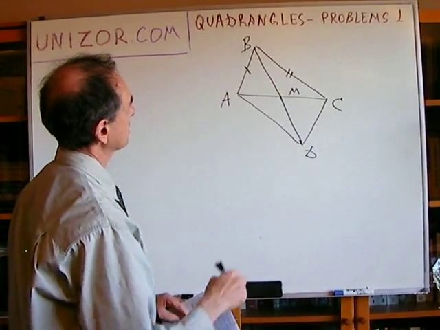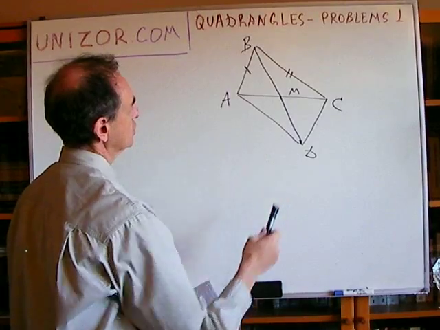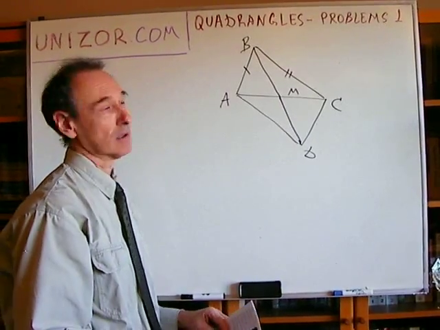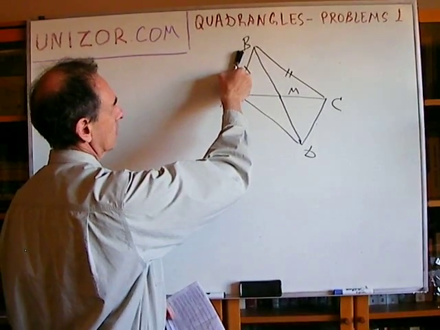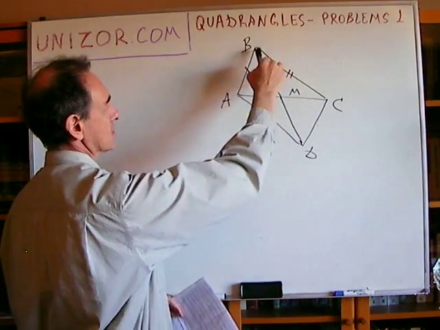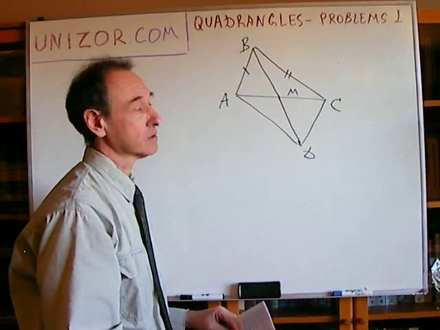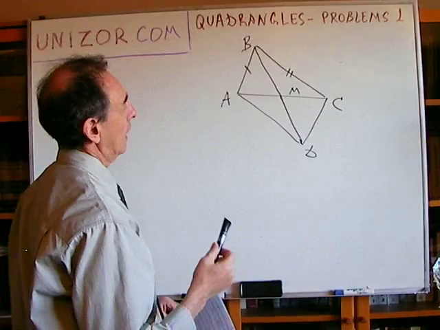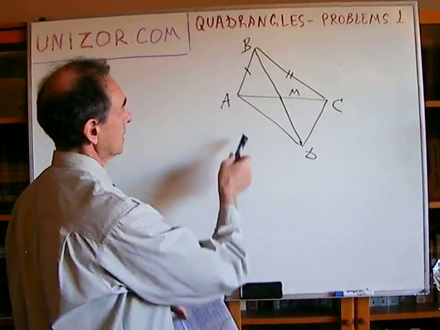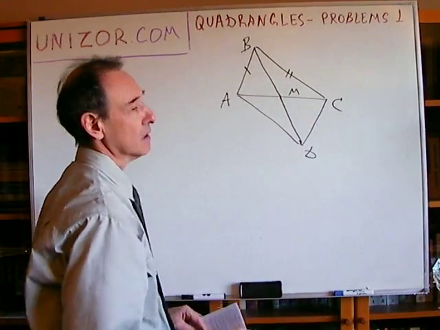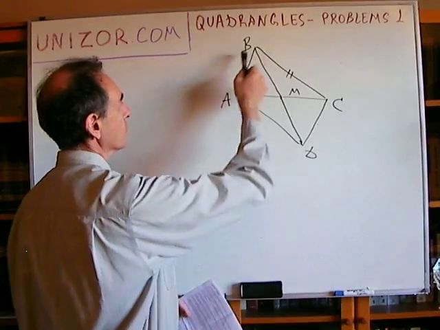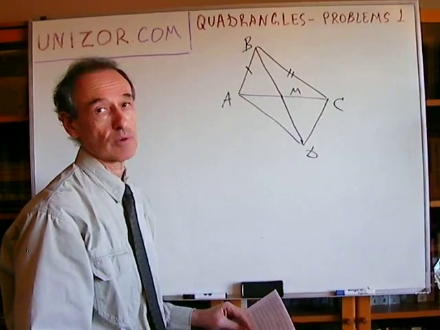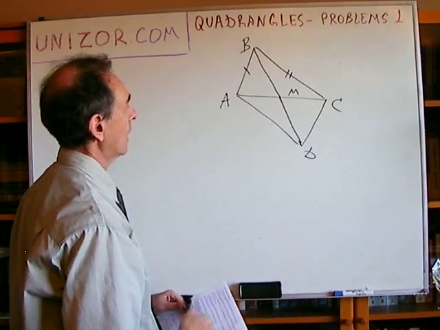Now, let's consider ABD. What do you know about this triangle? Well, you know this side. You know BD as well because it's double the median. That's how we built it. Now, my statement is that AD and BC are actually congruent and the whole thing ABCD is a parallelogram. Now, how to prove it?